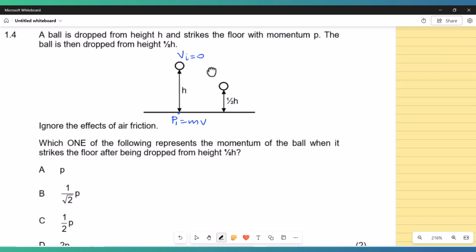Then they say the ball is then dropped from a height h. Also here v initial is 0. Okay, v initial still is 0. And then from a height half h. So it's our change in y. Now they say ignore air friction.